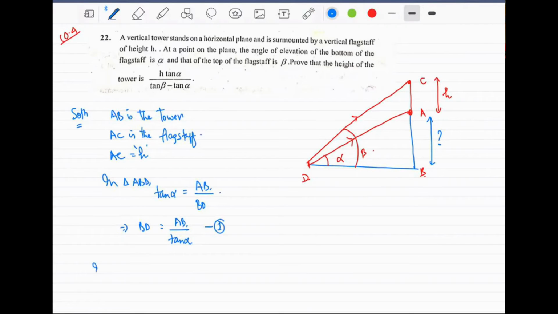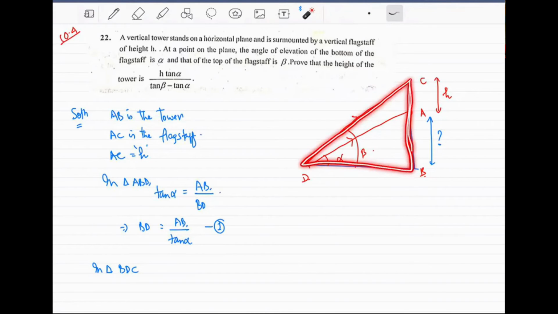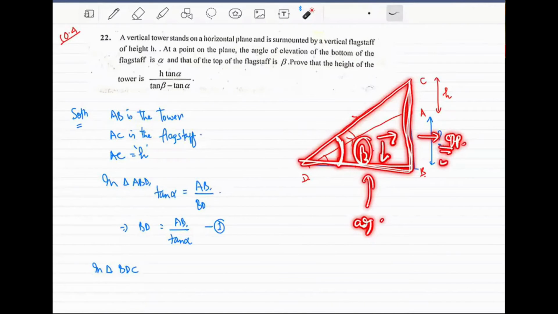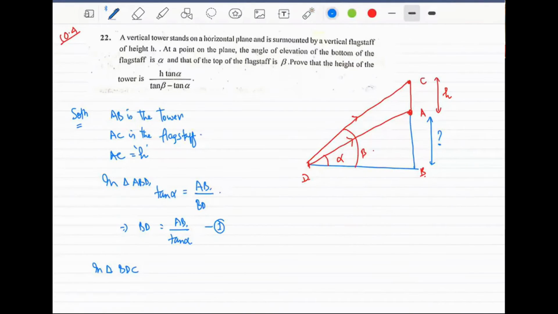You go to the bigger triangle. In triangle BDC, the bigger one, how much is the angle? This is beta. And if I want to find out tan beta, it will be opposite by adjacent. Opposite is this one. Adjacent is this one. Right. This one is the adjacent. This one is the opposite. So in triangle BDC, what we can see is tan beta will be opposite by adjacent. Opposite is BC divided by adjacent BD.